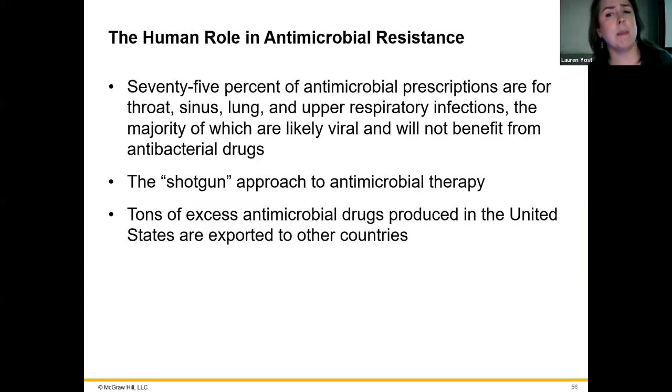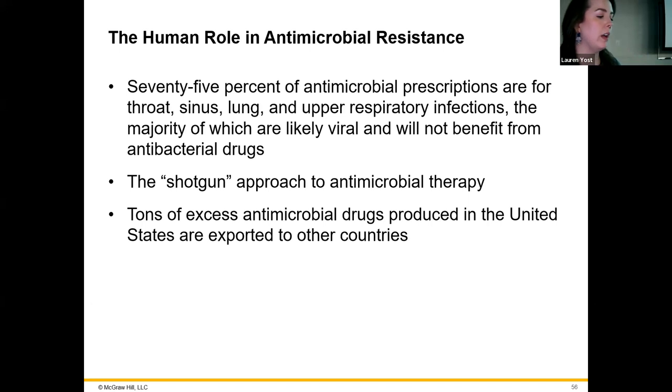75% of antimicrobial prescriptions for people are for throat, sinus, lung, and upper respiratory infections. Most of those are viral. Okay? Let me say this again for y'all in the back: 75% of antimicrobial prescriptions are for throat, sinus, lung, and upper respiratory infections that are typically viral. And I mean typically. So we are over-prescribing antibiotics. That can't be a surprise to anybody in this room, right?